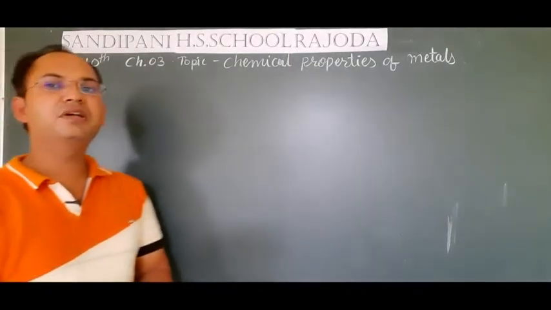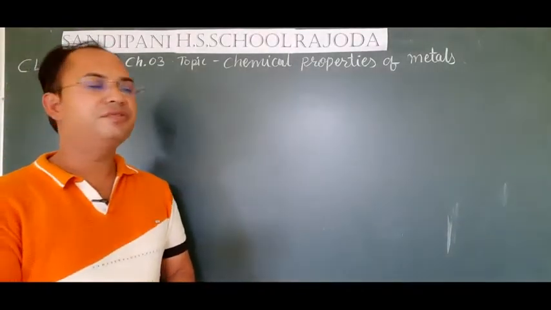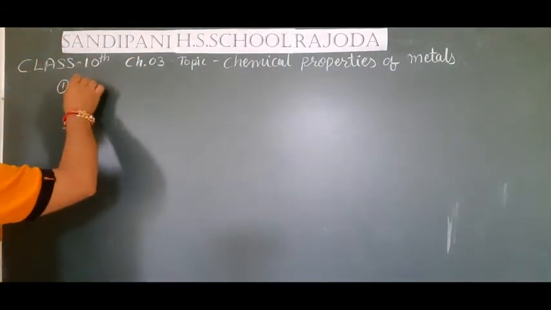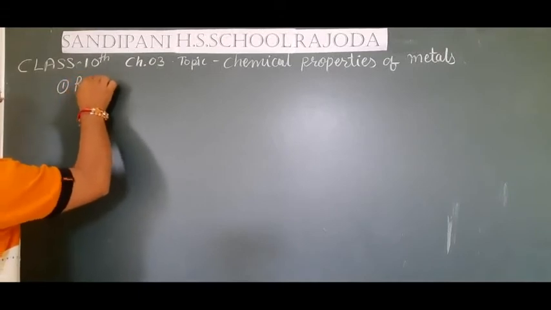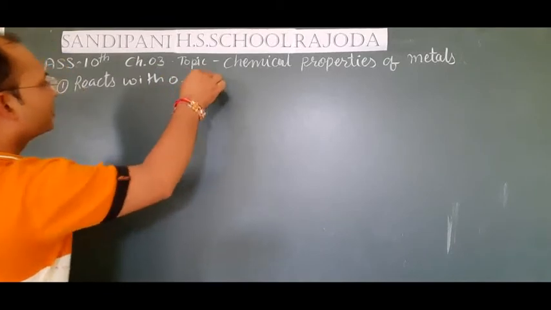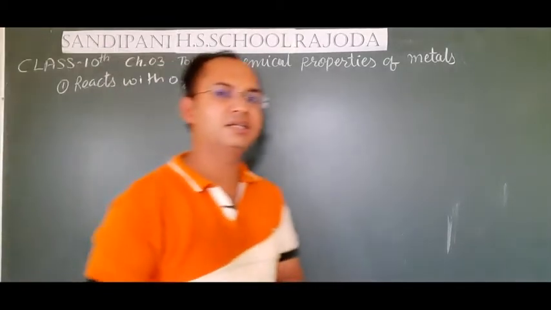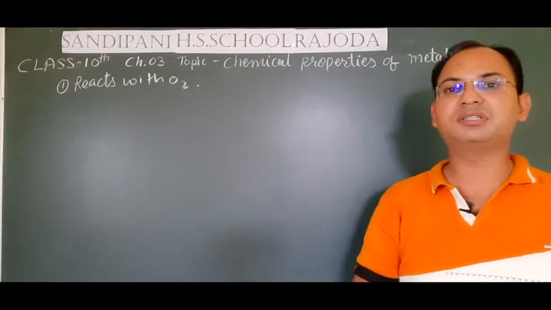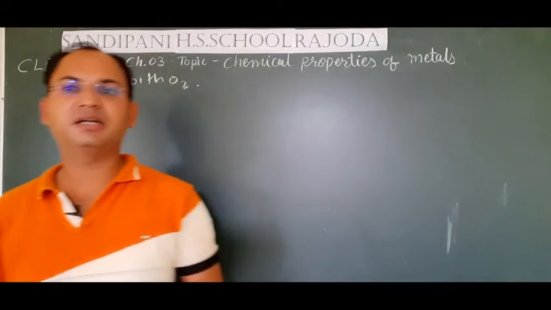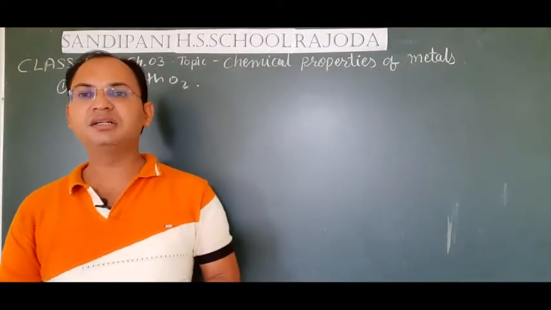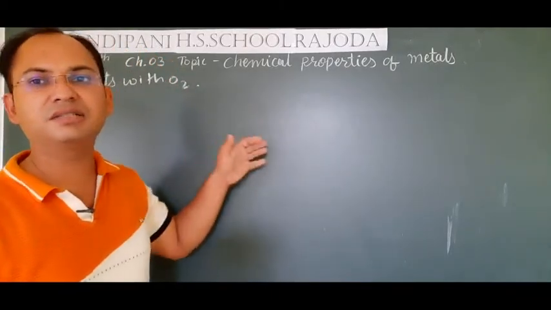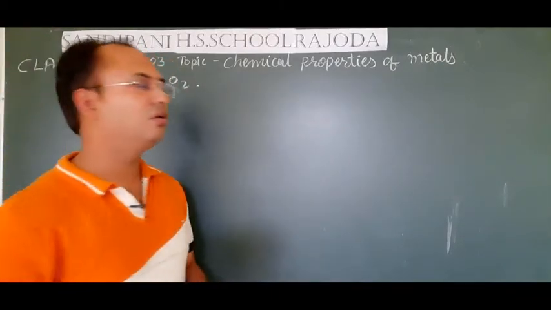If we talk about the chemical properties of the metal, then the very first property that comes to our mind is how metals react with oxygen. Nearly all metals, students, react with oxygen and produce their oxides. We have seen that the metallic oxides are basic in nature and the oxides of the non-metals are acidic in nature. So let's see some reactions, how some metals react with oxygen and produce their oxide.